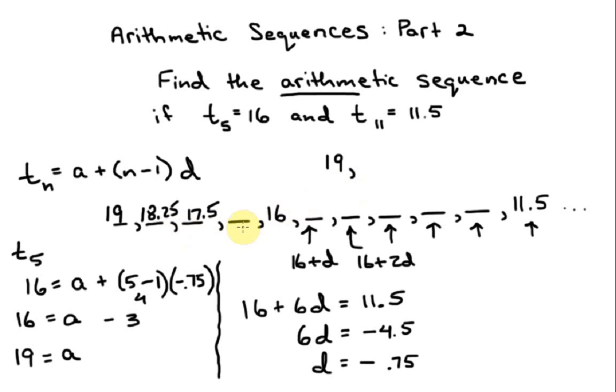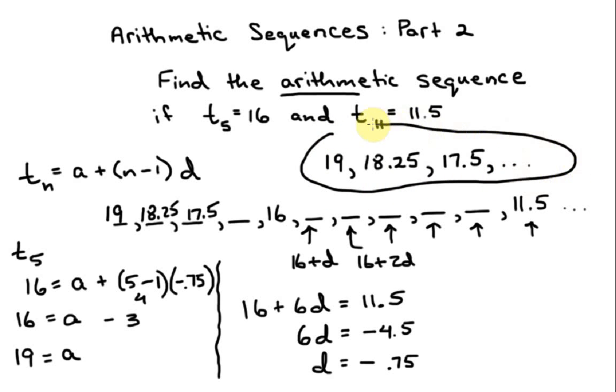Now, the way you'd want your answer to look would be like this. This got a little bit squished up here, so 19, and then 18.25, comma, then 17.5, and then dot, dot, dot. So this is the ultimate answer as far as I have figured out this arithmetic sequence that has terms 16 and 11.5. So there's my first example.